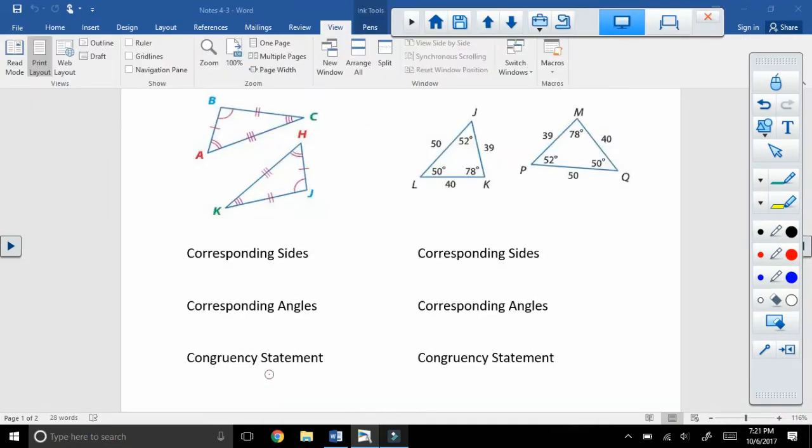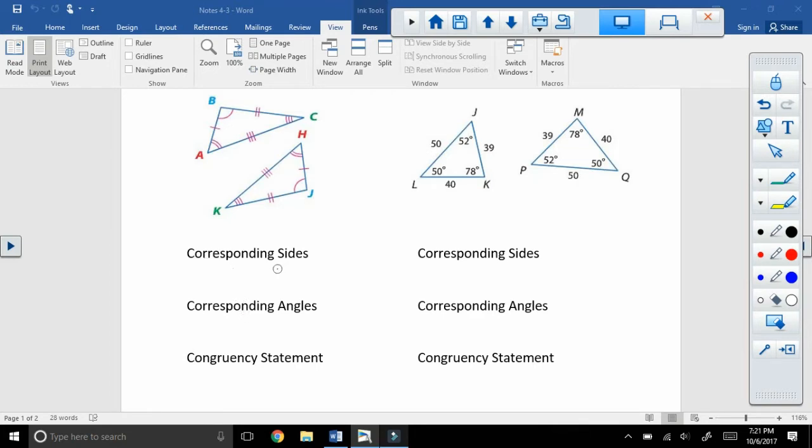Here is how some of the questions are going to look. They're going to have a picture of a couple different congruent polygons. In this case, they are congruent triangles. And they'll ask you to list all of the corresponding sides, the corresponding angles, and then write a congruency statement after you have those. This does take a little bit of time, but it should go really fast.